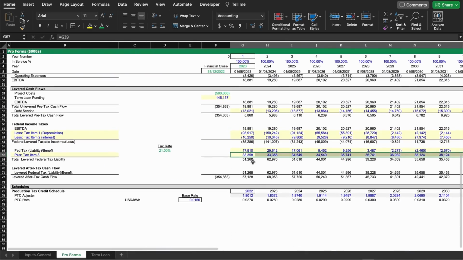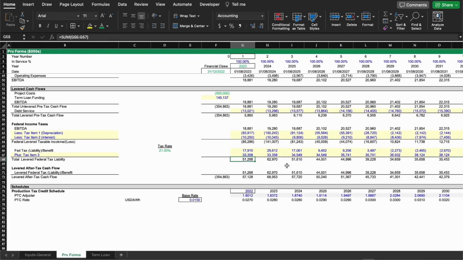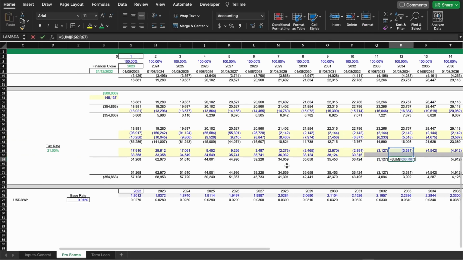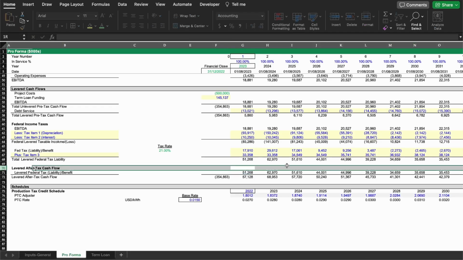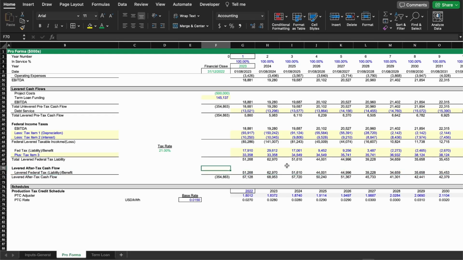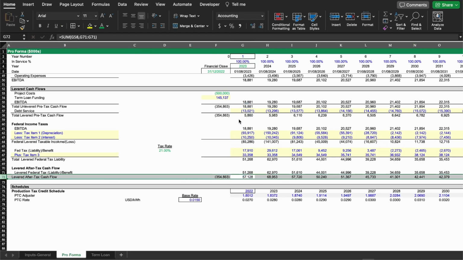And here we have the leverage federal tax liability or benefit, I would say, right? So this is how much we would be paying or receiving as tax. Okay, $51 million, that's pretty good. This number is here. So what do we have here? Leverage after-tax cash flow. And it's a bit weird now. Oh, okay, I see. So we have the tax benefit plus our pre-tax cash flow, which is this one here. And when you add it together, you have the after-tax cash flow.